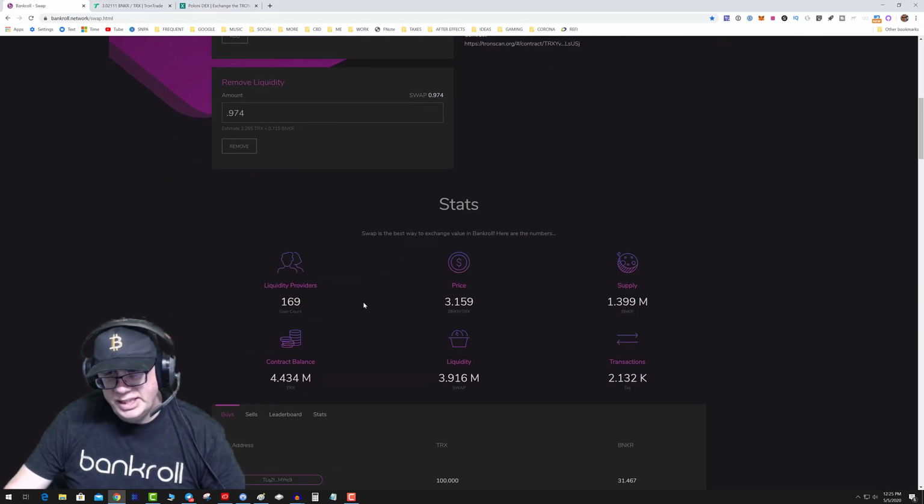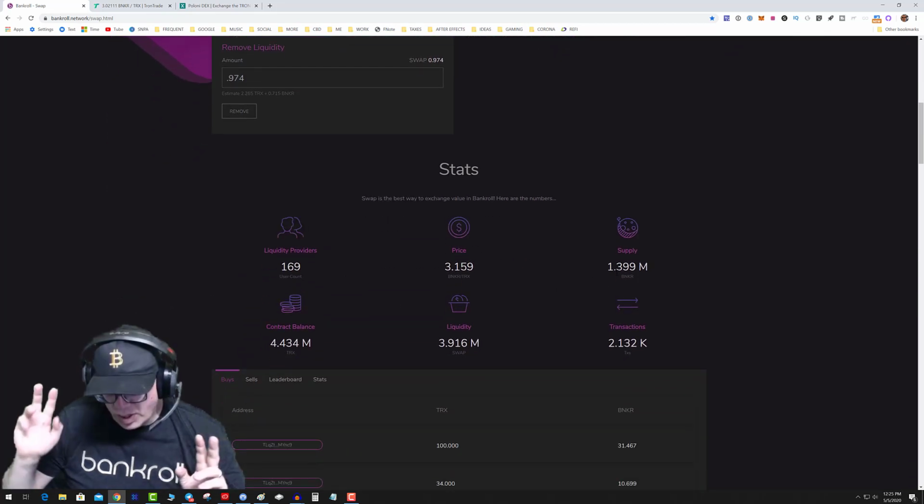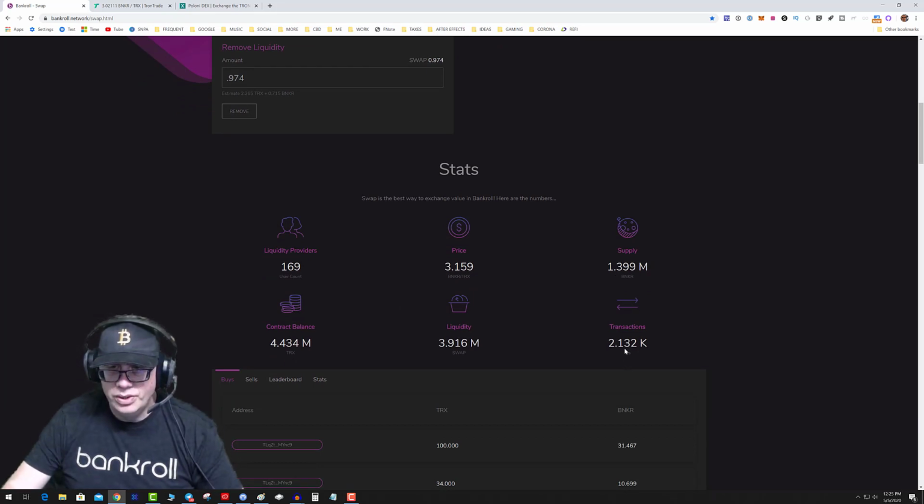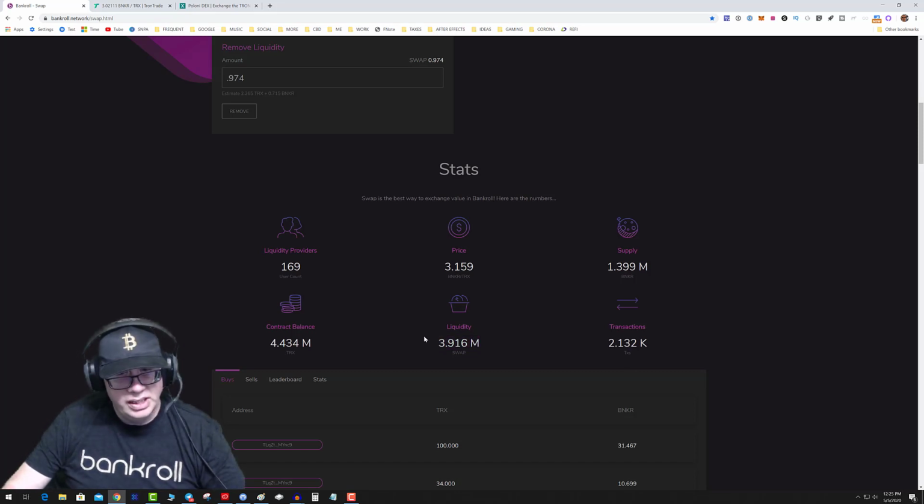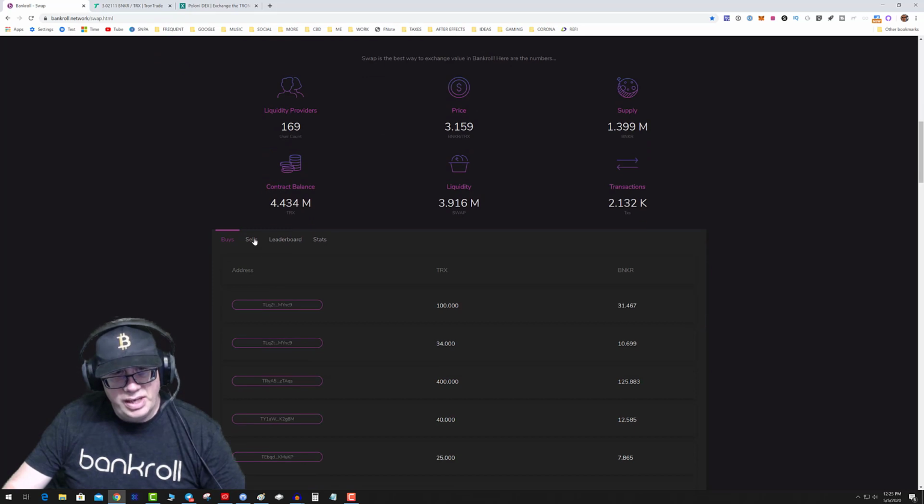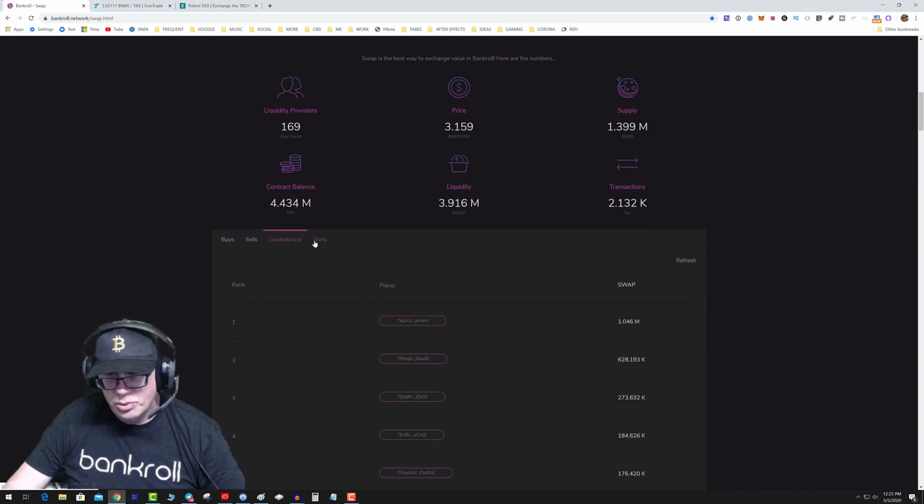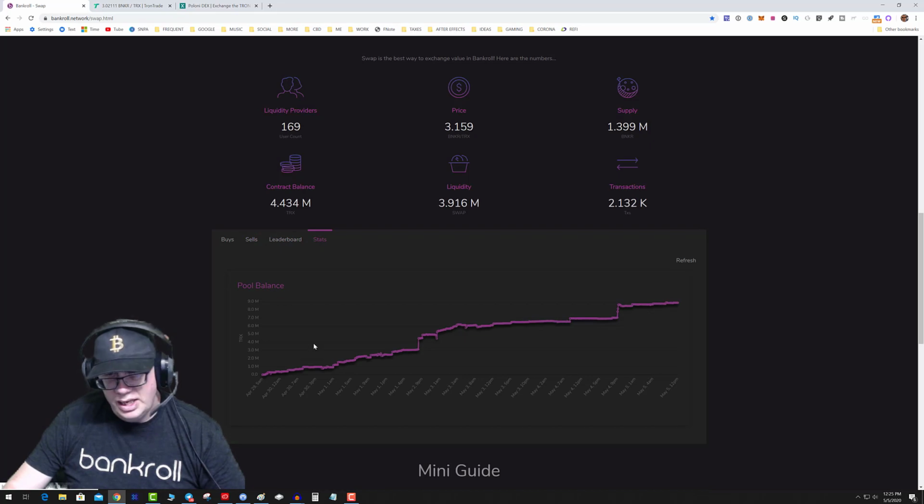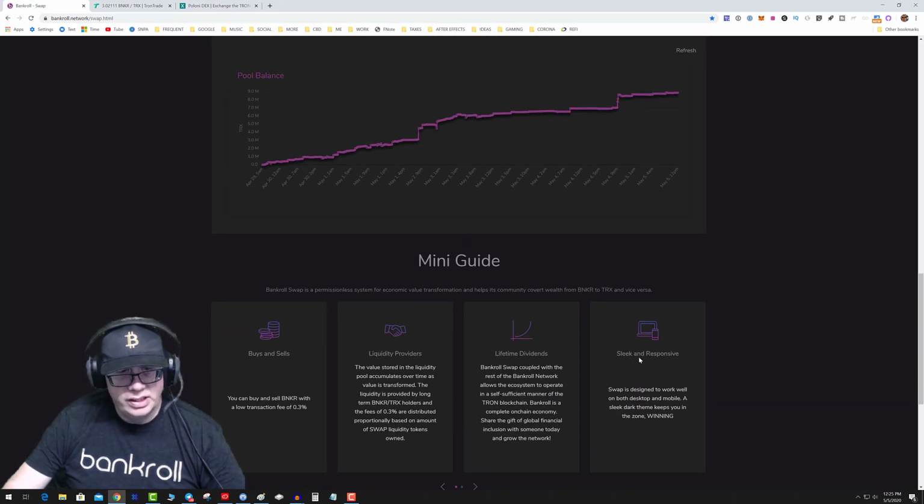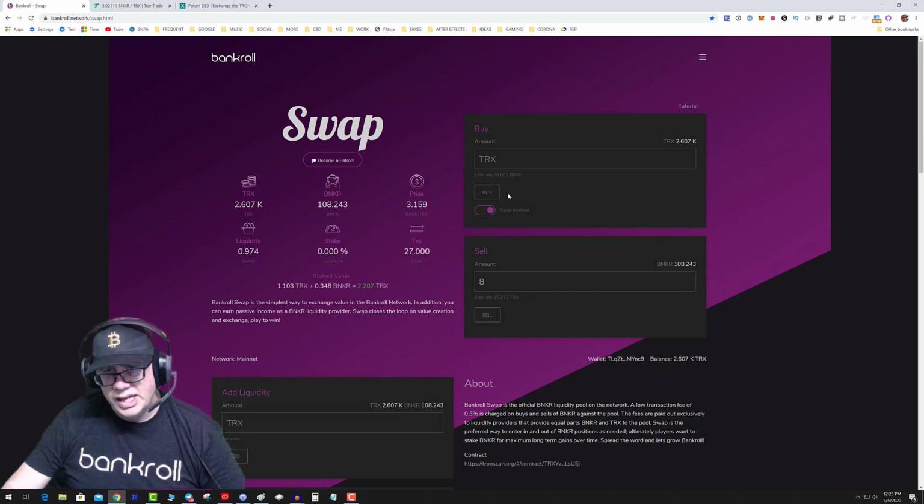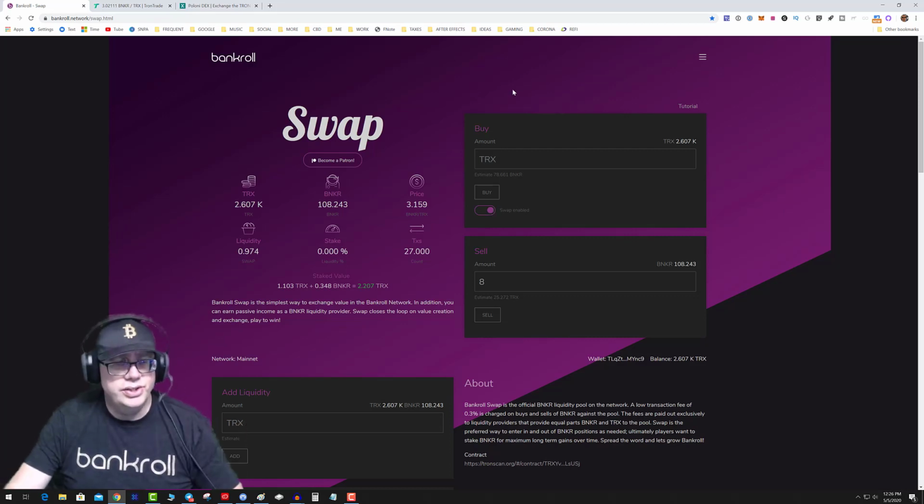Remove. The basic stats, supply of swap tokens. It's really not a token, it's a placeholder. Transactions, amount of liquidity in the pool, so it's saying there's almost 4 million in the pool right now. Current price, liquidity providers, and the contract balance. Then we have our standard buys, sells, leaderboard, who has the most liquidity in the pool, balance, which has been going up very nicely. So, as we said, you're going to make sure the swap is enabled here. That's step one, and then you can buy and sell Banker as you want.